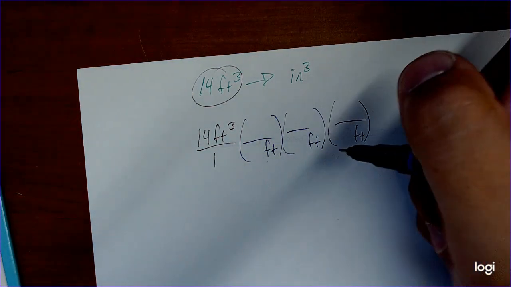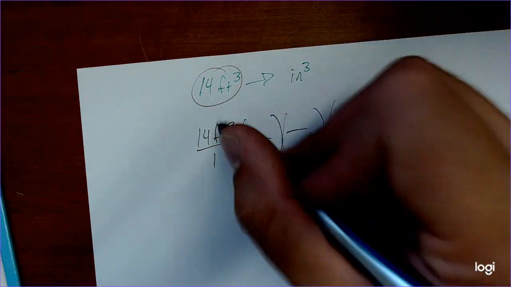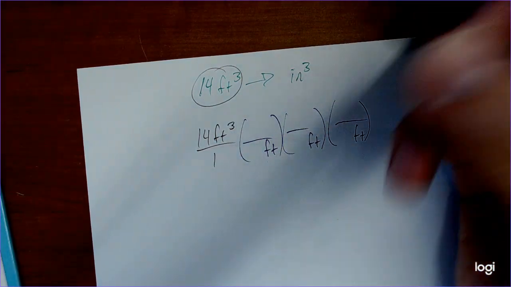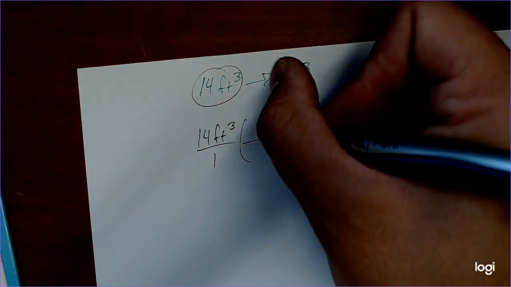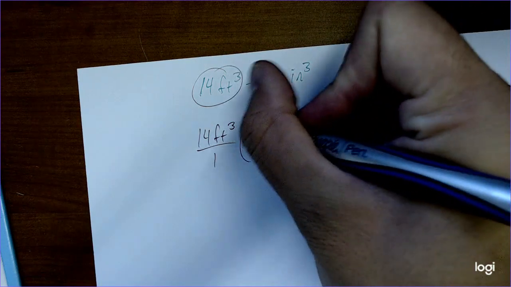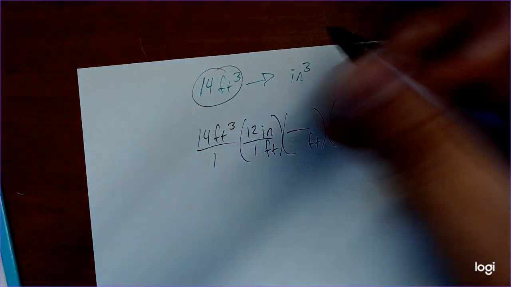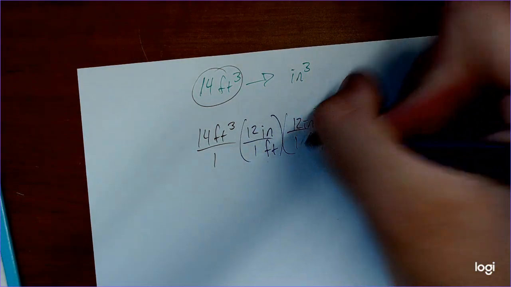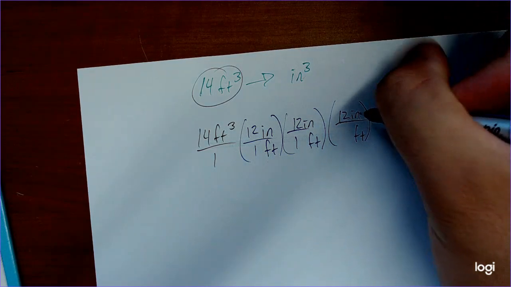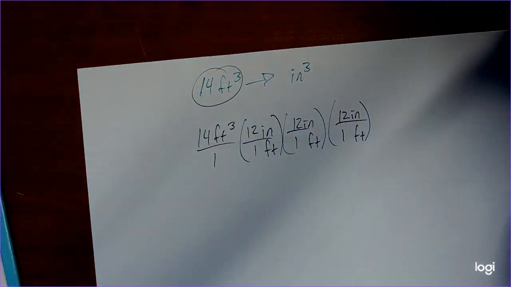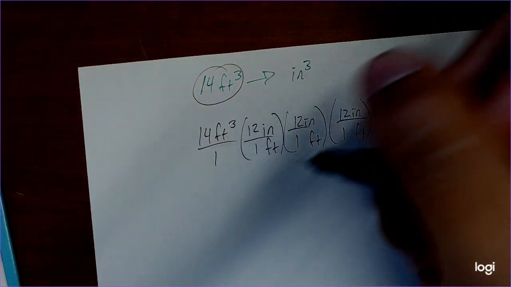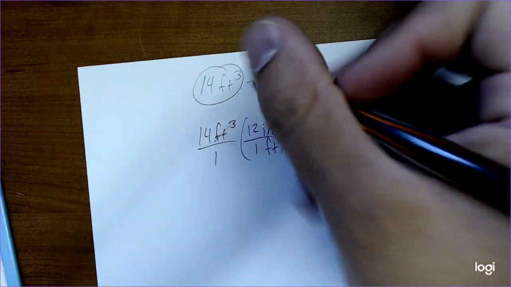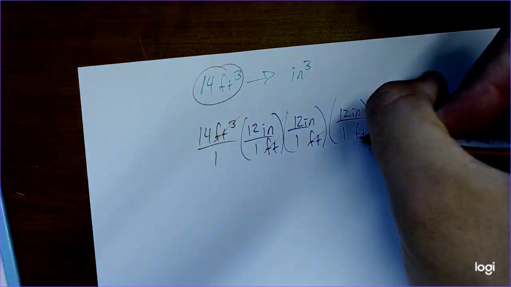Now, I have to remember, where am I going? I'm going from feet to inches. So, do I have a unit multiplier that goes directly from feet to inches? I do. I know that there are 12 inches in 1 foot, and I'm going to fill that information into the rest of them. Okay, 12 inches in 1 foot. Great. Now, before I write my final answer, I'm going to cancel these. That's going to cancel between 1, 2, and 3.